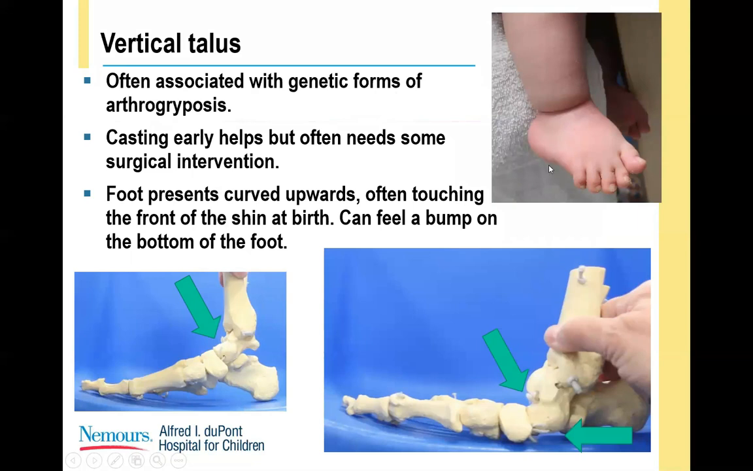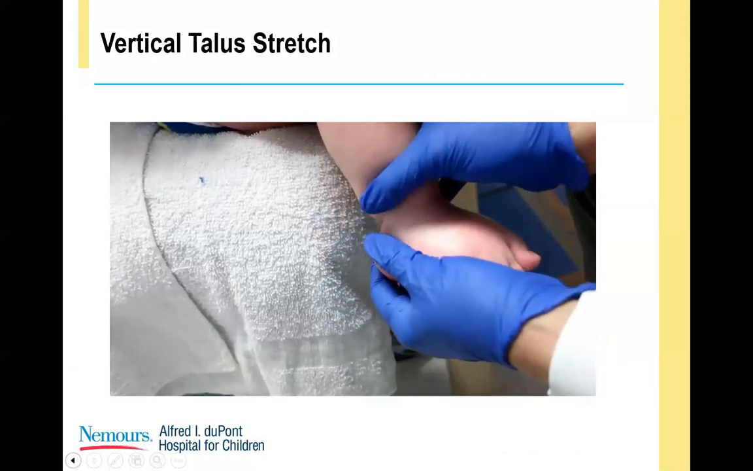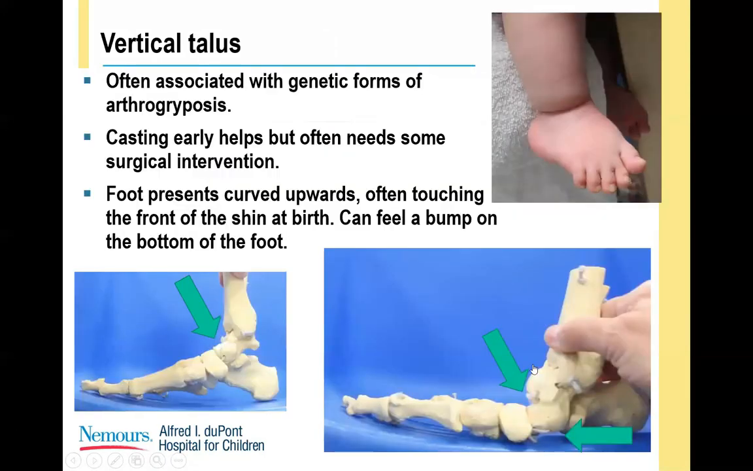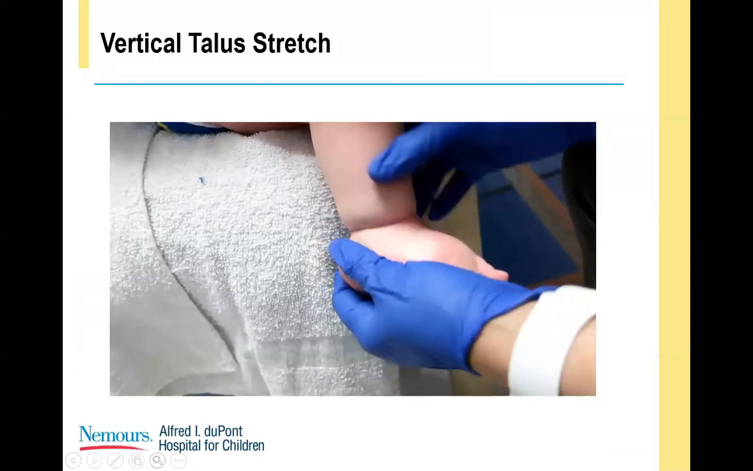Now, my friend, when he was born, had his foot all the way up to his shin bone. Usually vertical talus is associated with some genetic form of arthrogryposis, and casting will help to get it in a little better alignment, but often you're going to need some sort of surgical intervention to get the bones from sitting where they typically sit to go back. Sorry guys, if we were doing this in real life, we would be going through the same things.